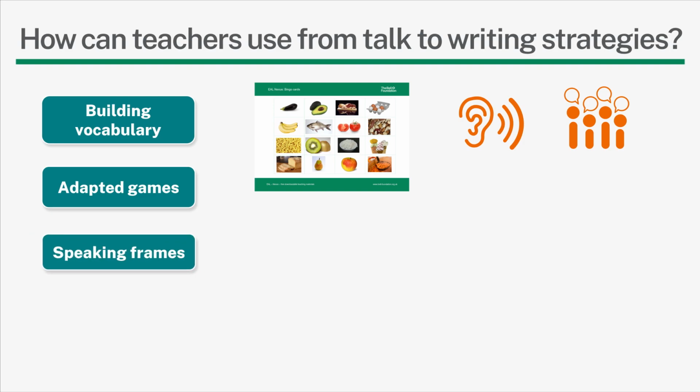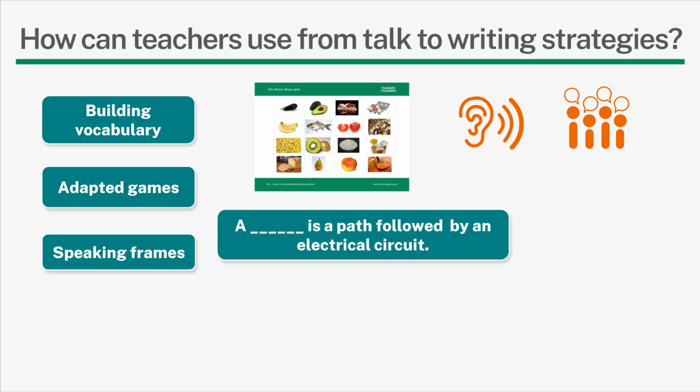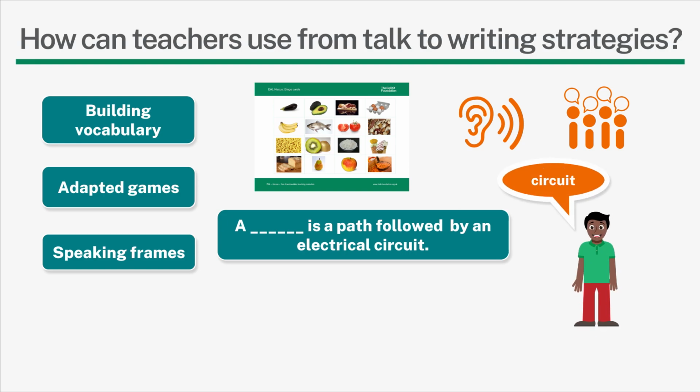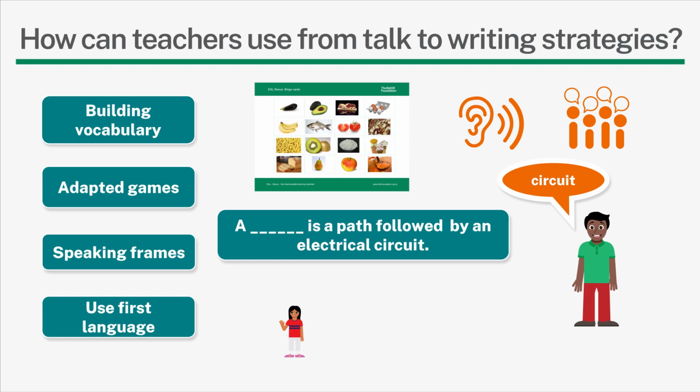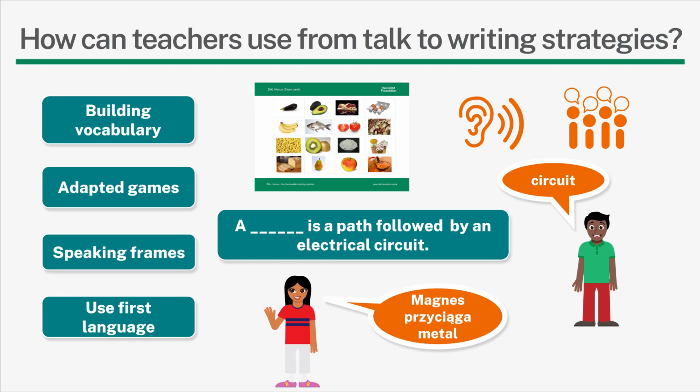Using speaking frames with a gap in the sentence to fill in helps learners to recall new vocabulary in a meaningful context, and encouraging learners to use their first language during a collaborative task helps them to make connections between the English language output they are hearing and their first language. This approach helps them to demonstrate and build on their prior knowledge of the subject being talked about prior to writing.